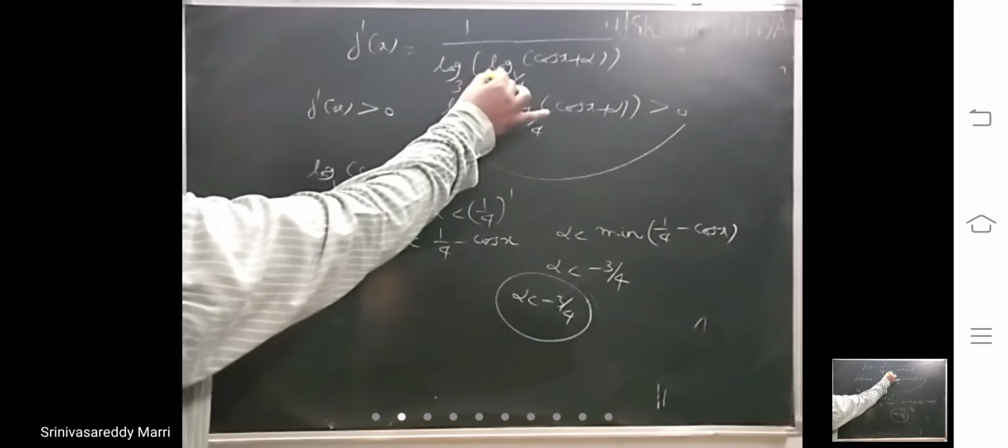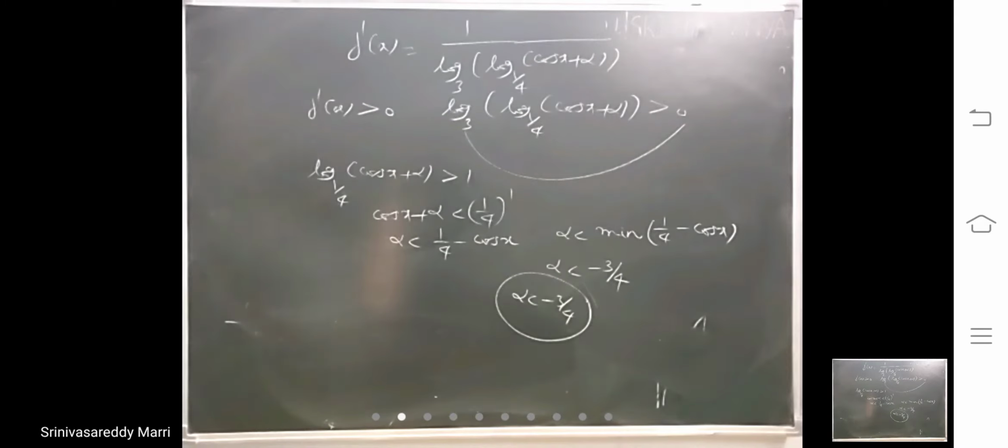Actually, this is f dash x. F of x means you won't get it directly. It is f dash x, so there is no need to find the derivative.